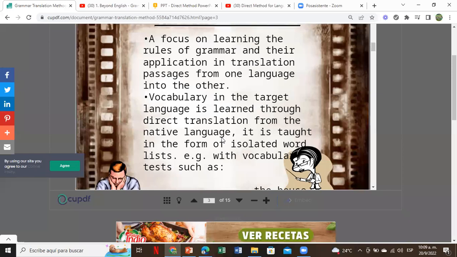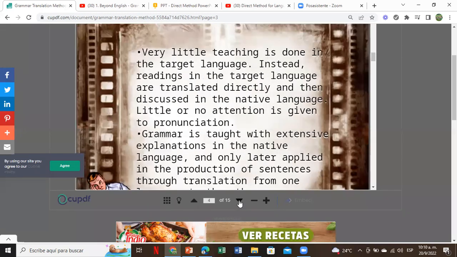So, the native language, you always have to teach in your native language. Fíjese que, por ejemplo, allá en Europa, cuando nosotros traducimos basurero, ellos le dicen garbage can. Y hay unos lugares que le dicen garbage bin. En nuestro caso, American is just garbage. Okay, so that is the target language. In grammar translation, you have to teach your target language, in this case the American meaning. Very little teaching is done in the target language; instead, reading in the target language is translated directly and then discussed in the native language.